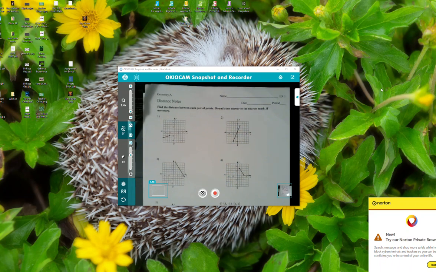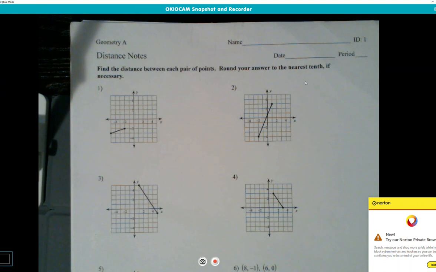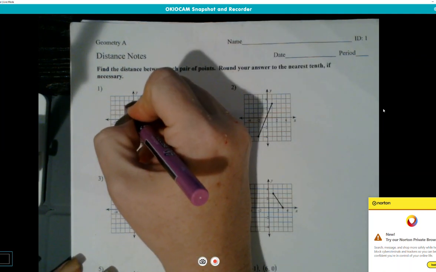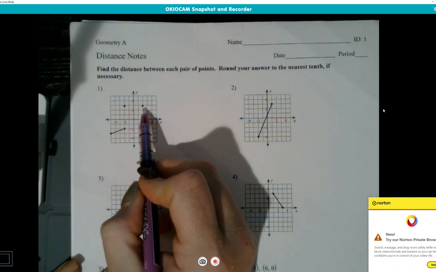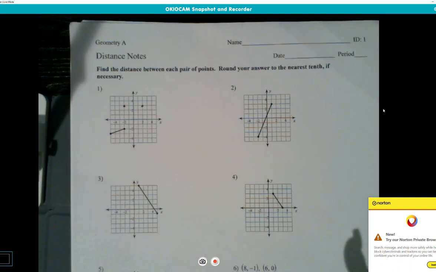All right, so I'm going to go ahead and do the distance notes. I'm going to make that a little bigger so we can see. When we're talking about distance on a line, you think about how to graph a line. If I were to put a line like this and ask you how far apart it is from here to here, you would just say, well, Miss Rose, I can count that.